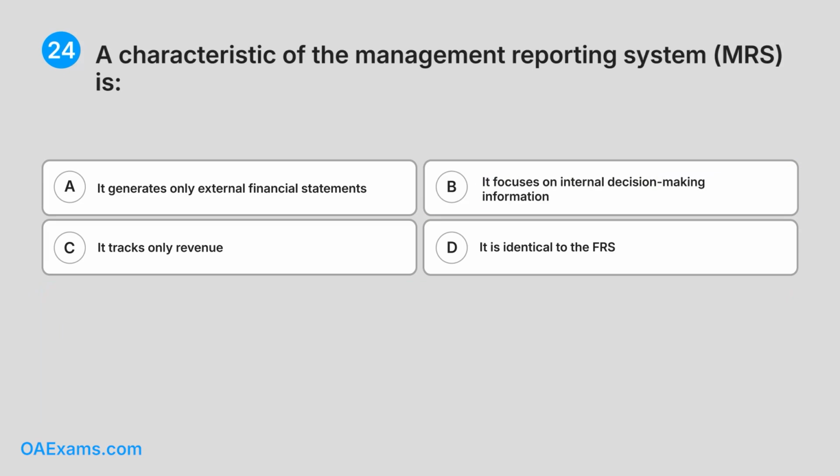24. A characteristic of the Management Reporting System, MRS, is A. It generates only external financial statements. B. It focuses on internal decision-making information. C. It tracks only revenue. D. It is identical to the FRS. Do you know the answer?